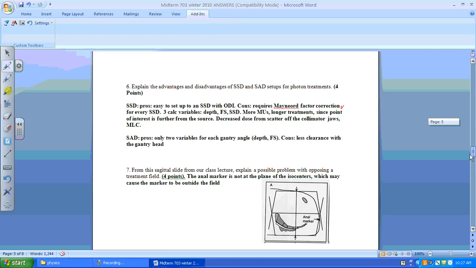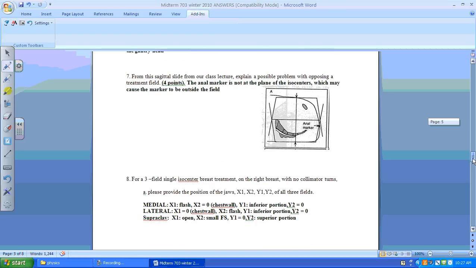Okay. All right, number 7, from the sagittal slide of our class lecture, explain the possible problem with opposing treatment fields. So what's the possible problem with this? If you look at a DRR, this AP field has this anal marker, which the doctor put there because he or she wants to treat that. They put a marker there and it looks fine, and then they say, well, just oppose that field and make it a PA field.